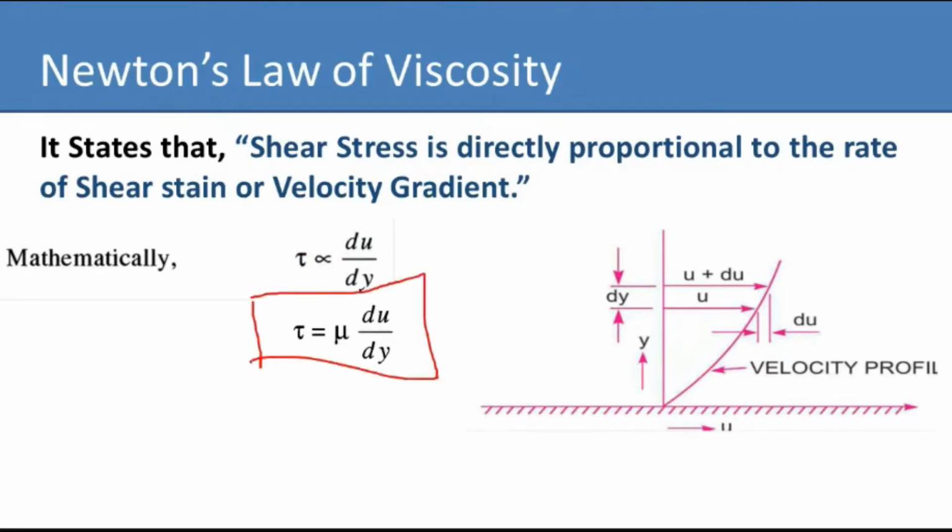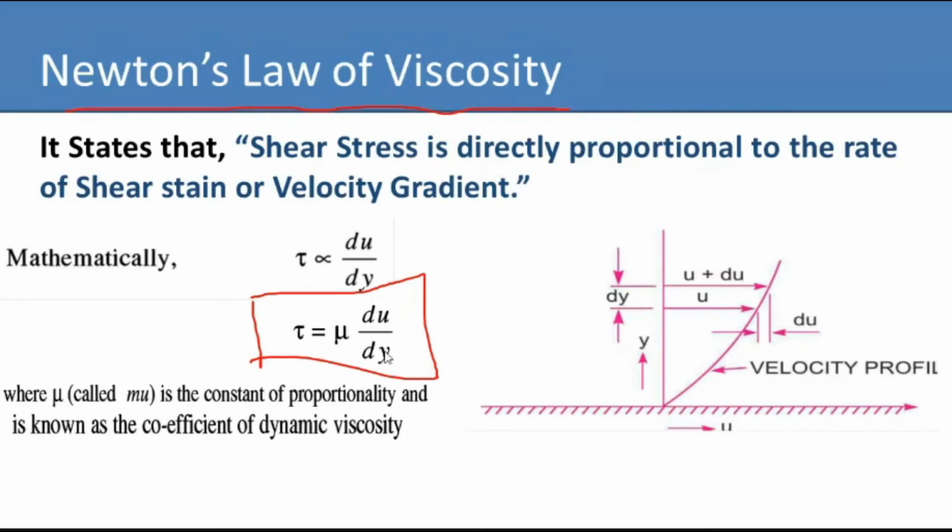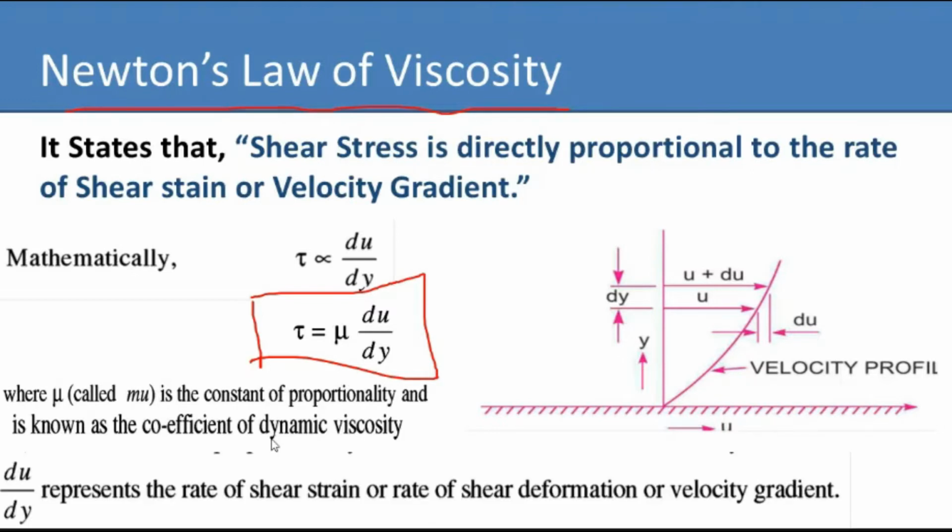So this is a mathematical relation which any fluid follows as per Newton's law of viscosity. Here mu is this Greek symbol, called mu. So mu is the constant of proportionality and is called the coefficient of dynamic viscosity or simply dynamic viscosity, or in simple words, the viscosity of the fluid. And du by dy represents the rate of shear strain or rate of shear deformation or simply velocity gradient. So any doubt about Newton's law of viscosity? Shall I repeat? Or is this understood?